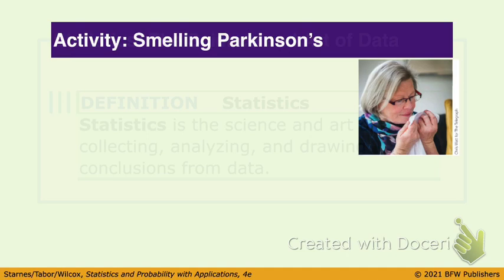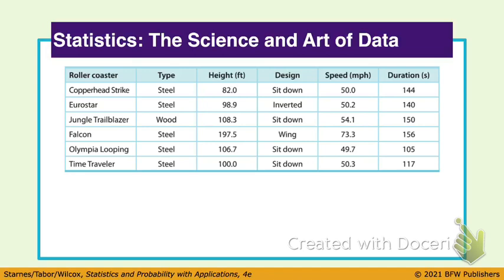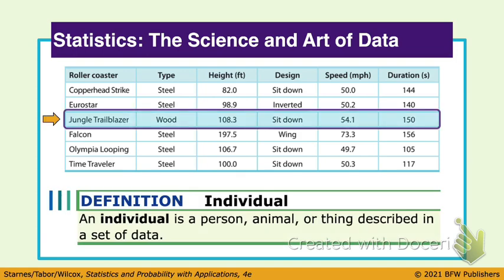All right, so, perfect. So, roller coasters. This data is about roller coasters. There are 6 roller coasters on this particular data table. You can see the roller coasters' names on the left side. Those are the individuals. An individual is a person, animal, or thing that is described by a set of data. And so this particular data table, the individuals are the roller coasters.